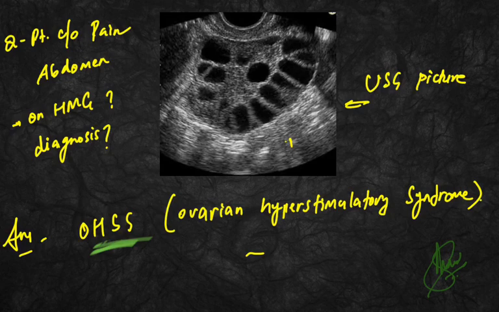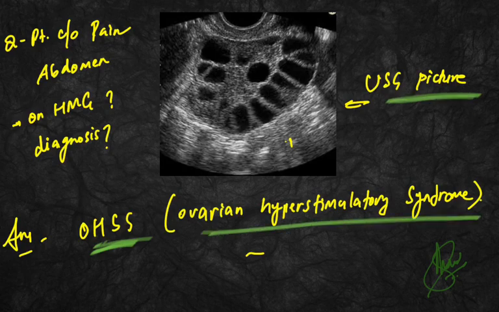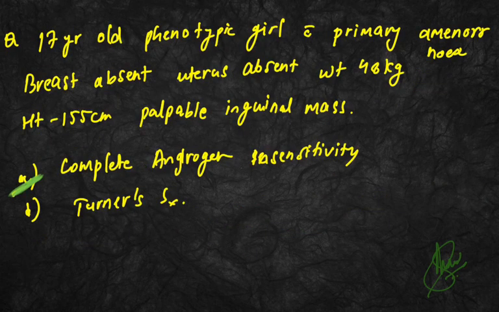Now, a patient with complaints of pain in abdomen on HMG, and diagnosis, and the USG picture is given, that is very significant of OHSS, that is ovarian hyperstimulation syndrome. So, OHSS, this is the picture for that. Now, a 17-year-old phenotypic girl with primary amenorrhea, breast absent, uterus absent, weight 48 kg, height 155 centimeters, palpable inguinal mass, and so what is the cause? Complete androgen insensitivity is the cause, not Turner syndrome.